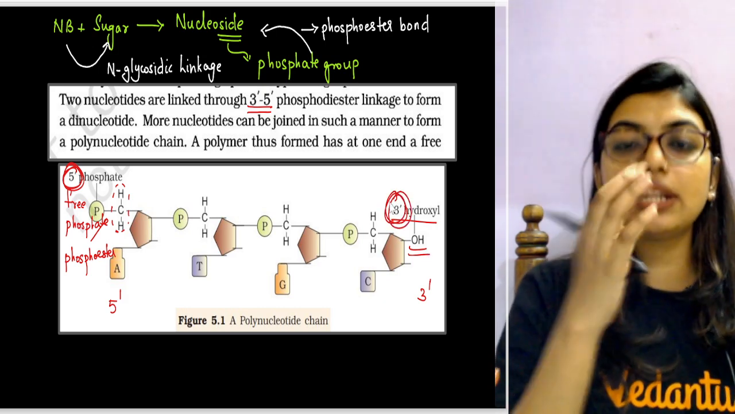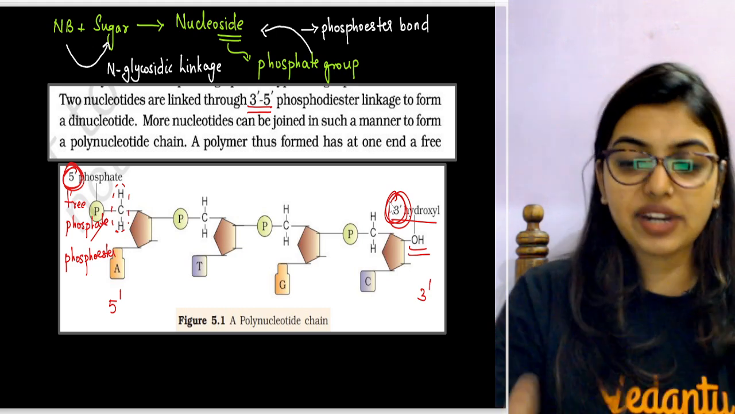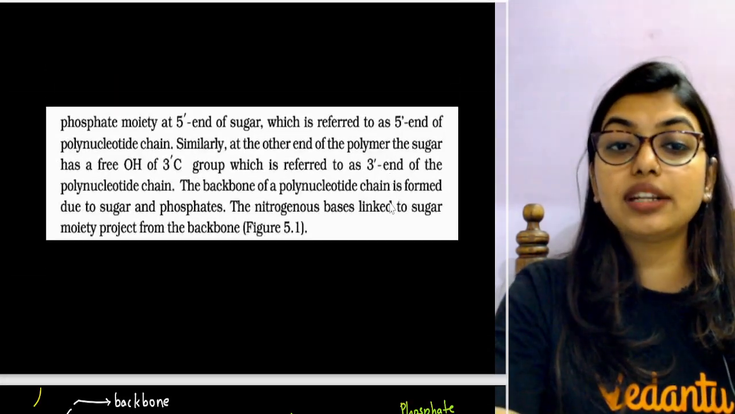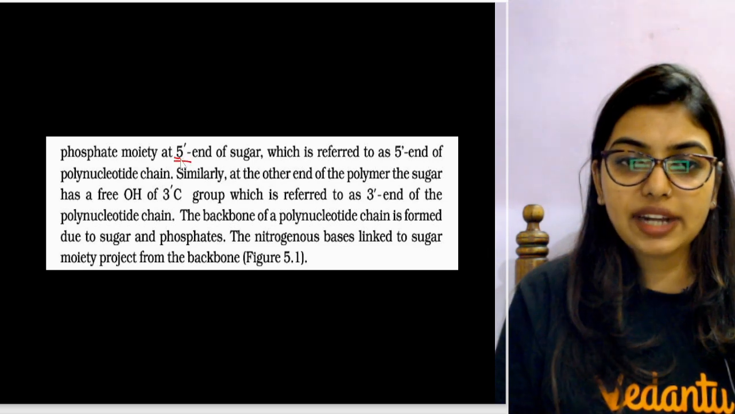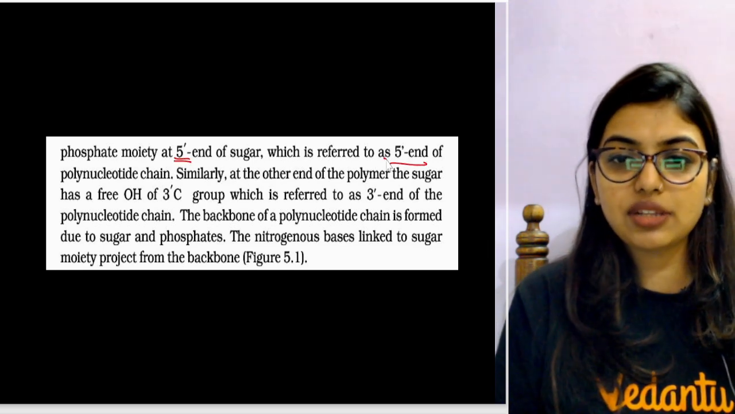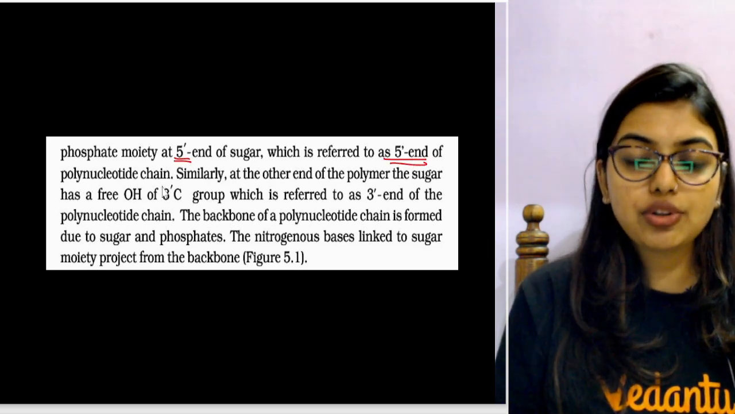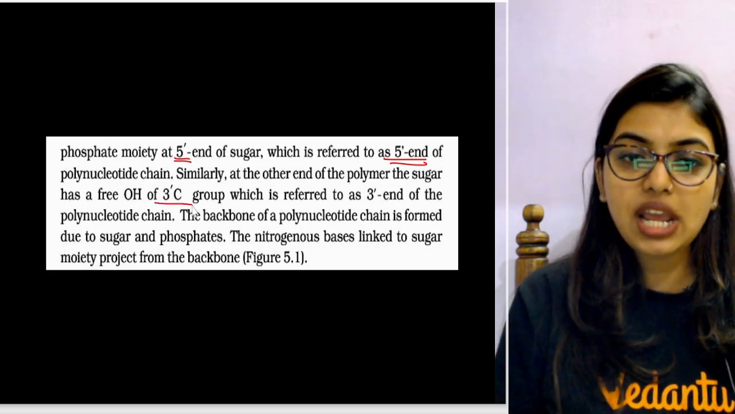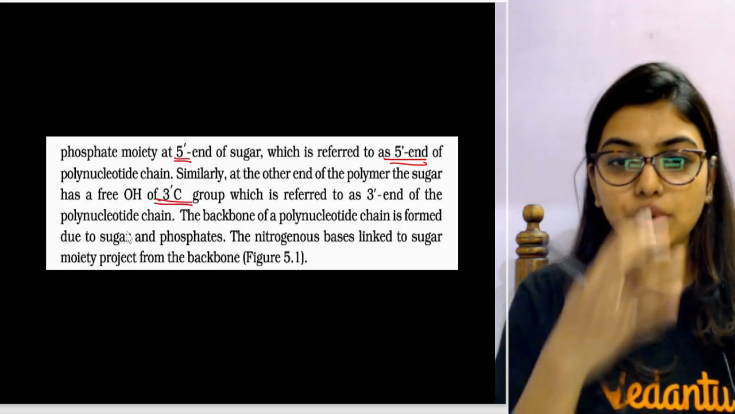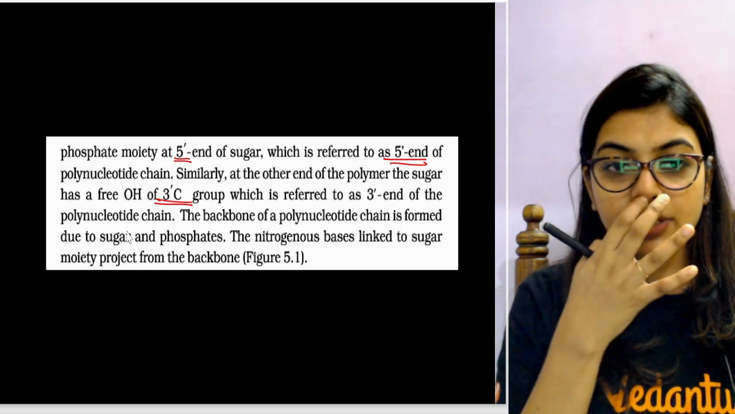So that is how we tell 5' to 3' and 3' to 5'. This is how we understand the polarity of the DNA. Okay, now look here. Phosphate at the 5' end of the sugar is referred to as the 5' end of the polynucleotide. Similarly, at the other end of the polymer, the sugar has a free OH at the 3' end of the group, which is referred to as the 3' end of the nucleotide.